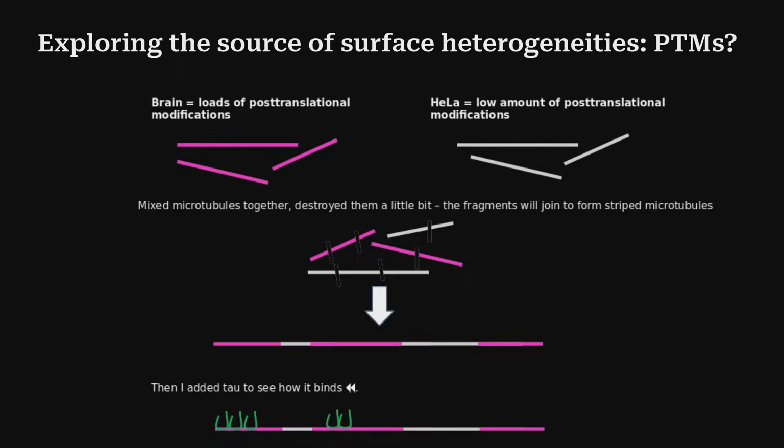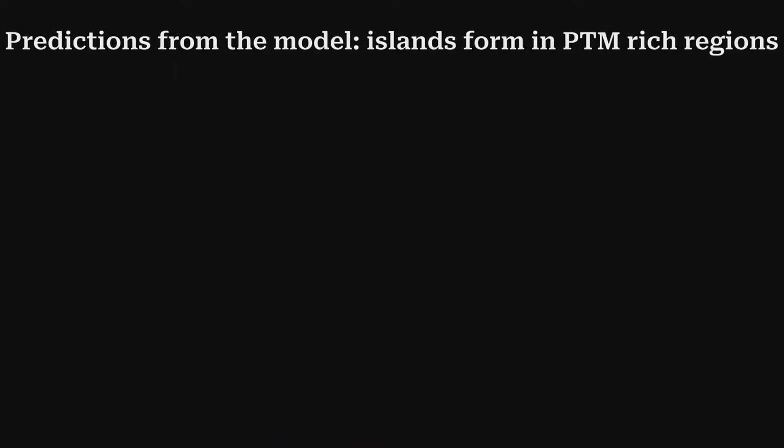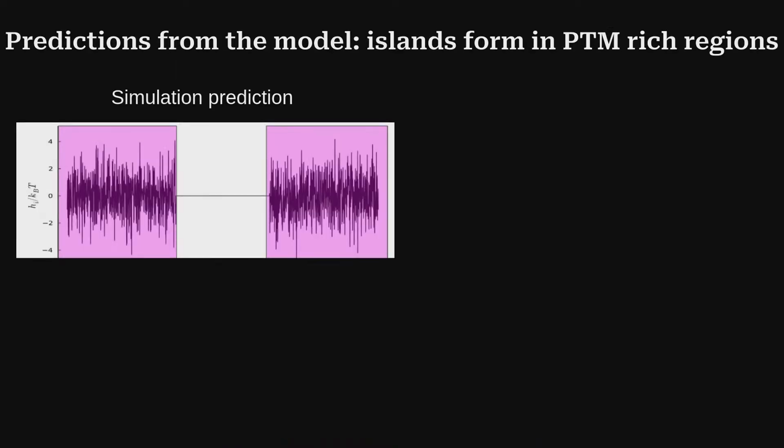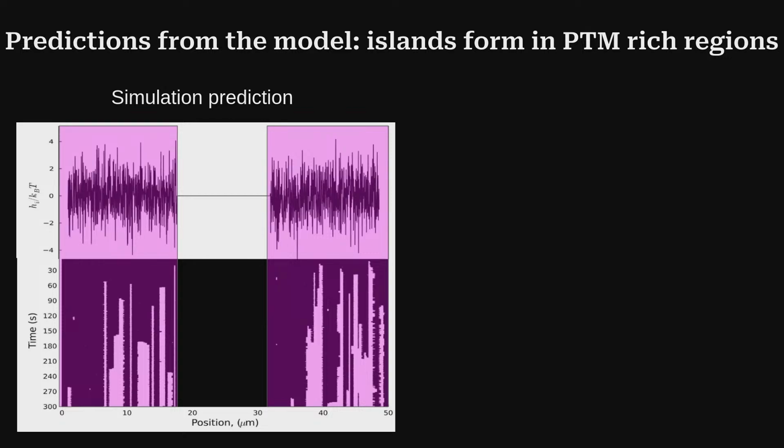To test this out, our collaborators take microtubules from 2 different sources. One has a lot of PTMs, one has very few PTMs, and then they break them apart and mix them to form a mixed construct, and then introduce the tau proteins. In our model, the low PTM regions would correspond to turning off the surface heterogeneity in some regions, right? And from the model the prediction is that it doesn't form islands in the region where there are no PTMs, and here they do.